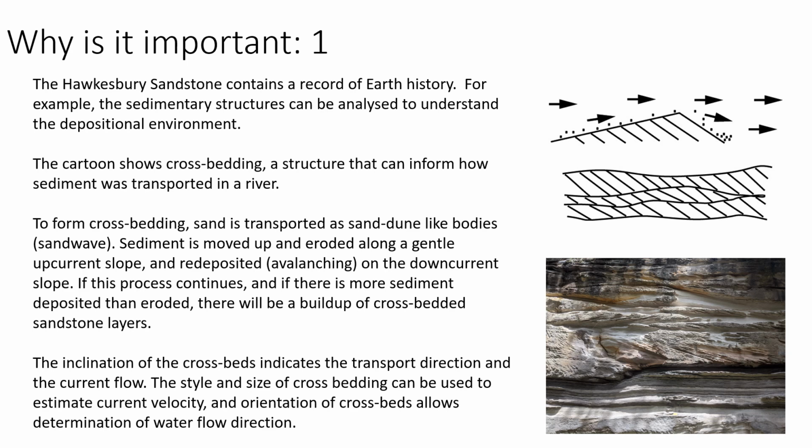So in the cartoon at the top, the arrows show the water direction going from left to right. And you can see the sediment particles at the base of the river being transported along the side of a dune and then tumbling down the other side. So this dune is forming from left to right, and it's going to increase in height and dimension as you go from left to right.